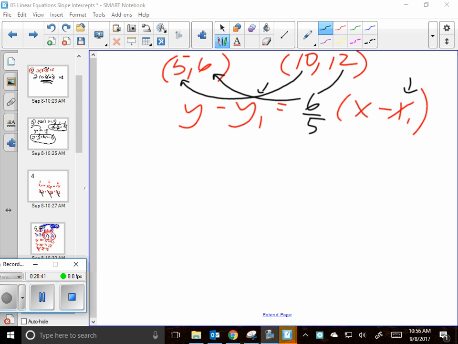Okay. So now you have to trust me on this one. You can either choose 5, 6, or 10, 12, but the numbers are easier when they're smaller. So I'm going to use 5, 6. This is the Y spot, and this is the X spot. How many of you got that far?